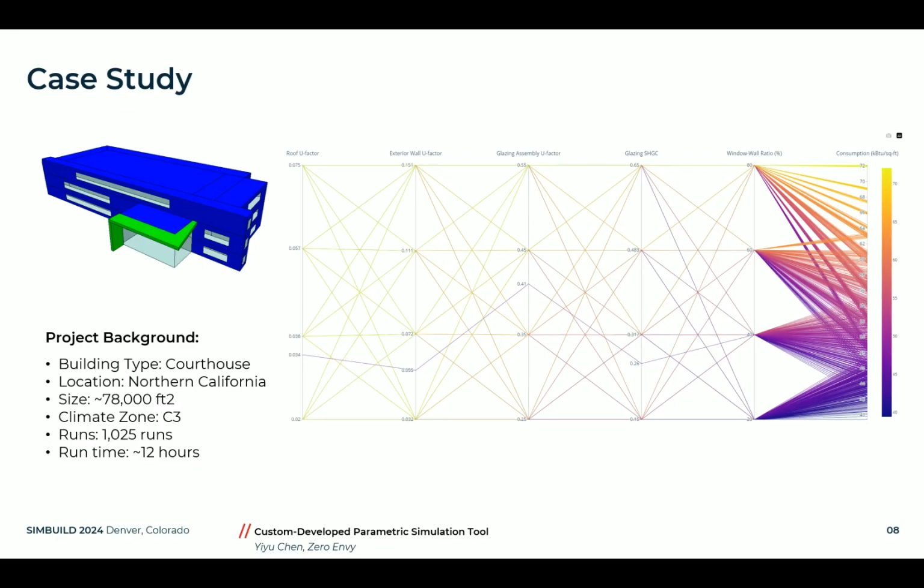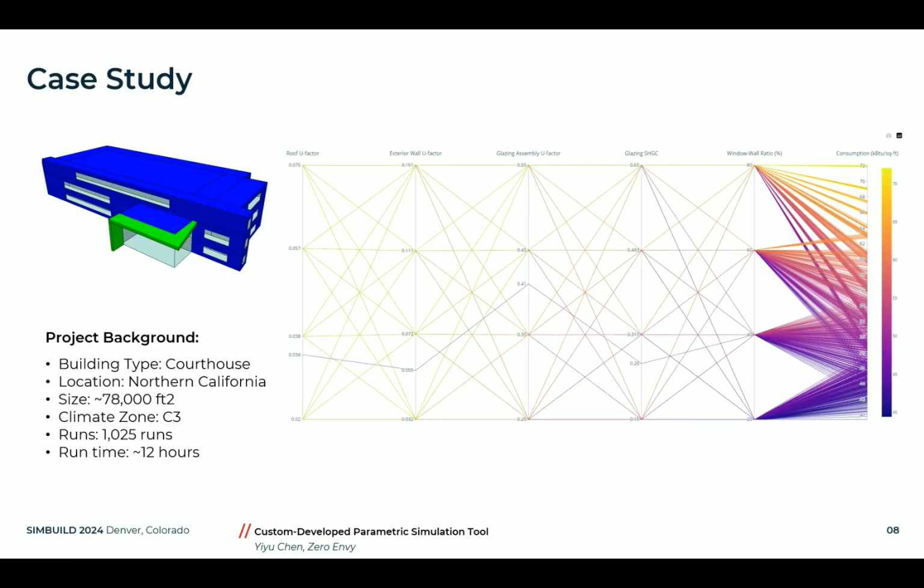So here's a quick case study. This is a project we just worked on recently. It's a courthouse located in Northern California, 78,000 square feet, and it's in climate zone C3. So the design team was interested in exploring envelope design options during the schematic design phase. So we performed parametric analysis using our tool. In total, we had 1,025 rounds and took about 12 hours.